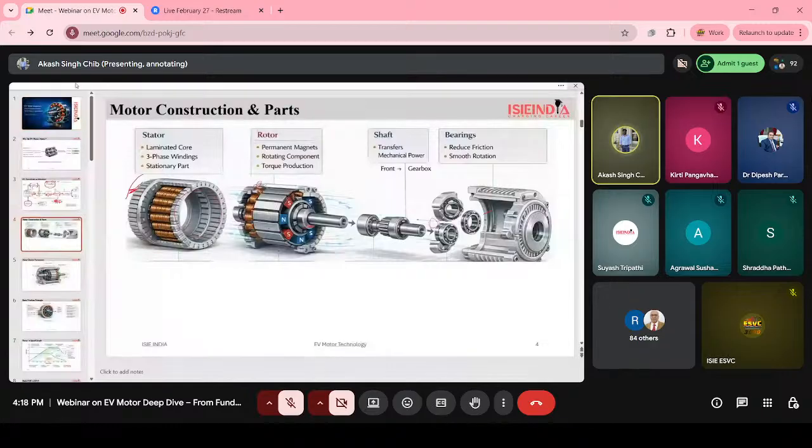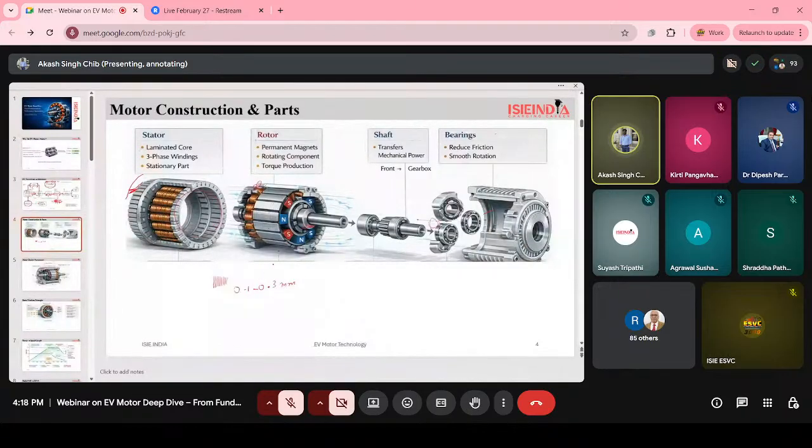Now see what comes inside the stator. There is a laminated core. You might have seen in motors the linings like this inside. These are the laminated core. They are very thin, only 0.1 to 0.3 mm in thickness.